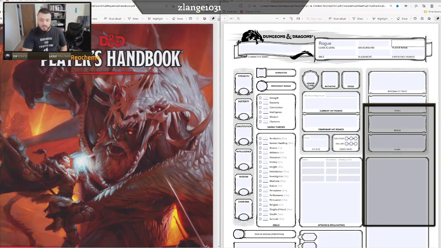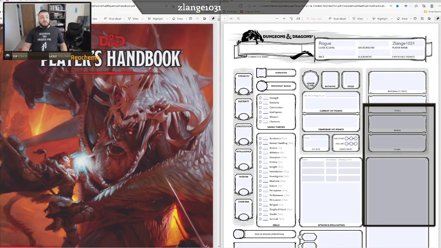You can add your player name, and then race, alignment, experience points. We'll worry about all the background stuff later. Character's name, well, just think of something basic. Anything could be your character name.